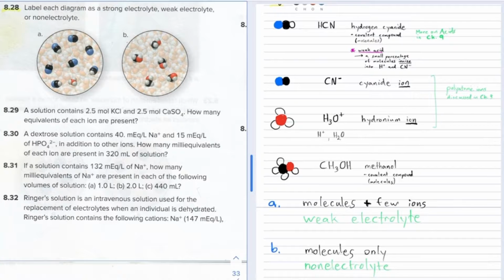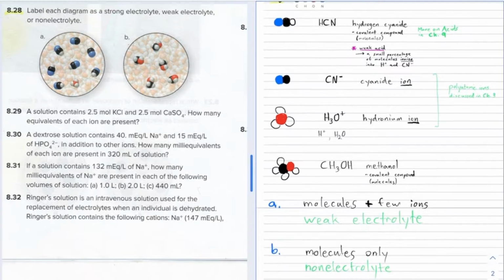So what about B? In B, if you look carefully, you'll see that this is what the molecules are. You have carbon connected to 3 hydrogens, and then connected to an oxygen, and then another hydrogen. So this is CH3OH. This is a substance called methanol. It's an alcohol, and it's a covalent compound, and it's made of molecules.